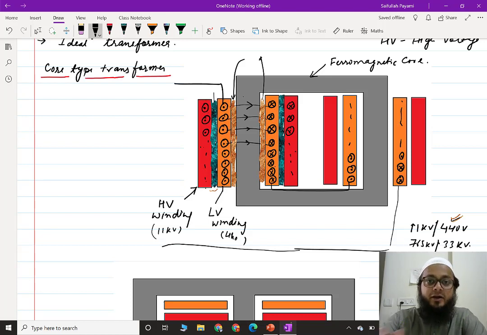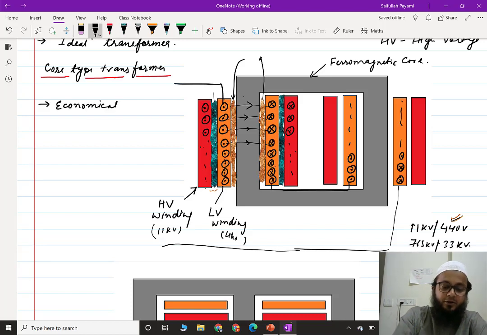And insulation costs a lot in electrical engineering. That's why we prefer this arrangement: low voltage core, then low voltage winding, and then high voltage winding. So one advantage is that we are able to save money, which is very important, economical. Another advantage is that the flux which leaks out from the low voltage winding links with the high voltage winding as well. So this is the economical arrangement.